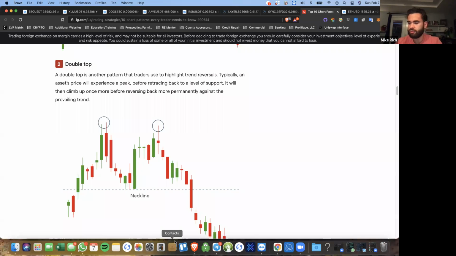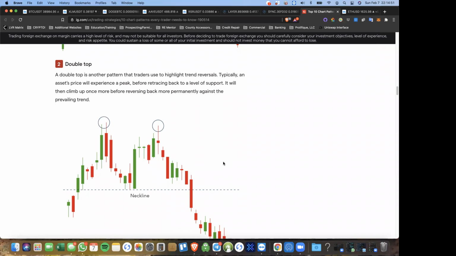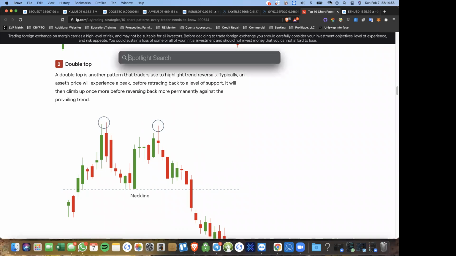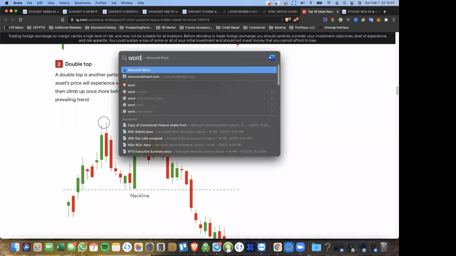Trying to write these down. Let me write these down because I'm sure some of y'all are busy. And that's why the neckline right there. So that would confirm that the trend is going to go whichever way. Basically it's going to continue that way. So you just look at that neckline right there to make sure that that thing's broken right there. Then that's your confirmation to get out or get in or whatever.